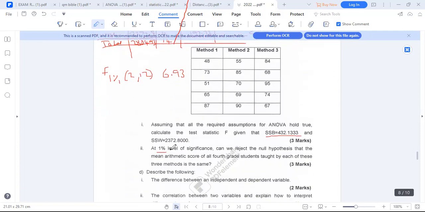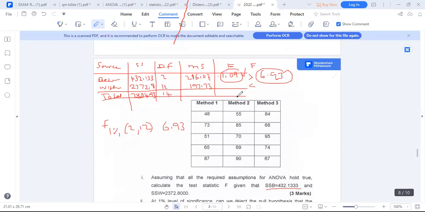So the question is, at 1%, can we reject our hypothesis? No, we can't reject. It's insignificant. We don't have sufficient evidence to reject. So it's insignificant. Is that clear? Yes, it is. Thank you.